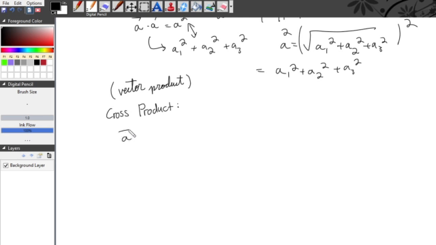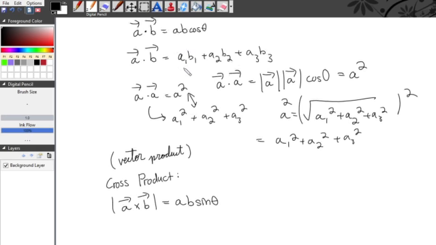Now if we have A cross B, the magnitude of this, since it's a vector and we want a scalar, we have to take a magnitude, is equal to A times B, where these are the magnitudes, obviously, times sine theta. Sorry, the dot product has cosine theta and this is sine theta.